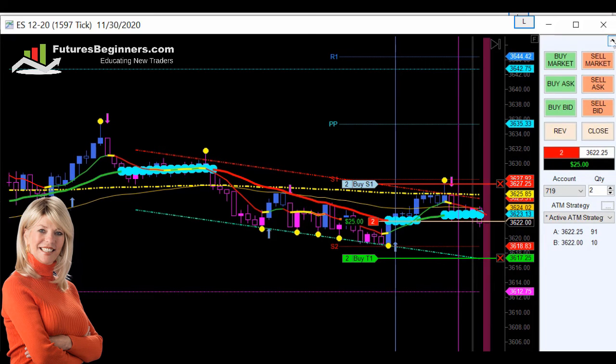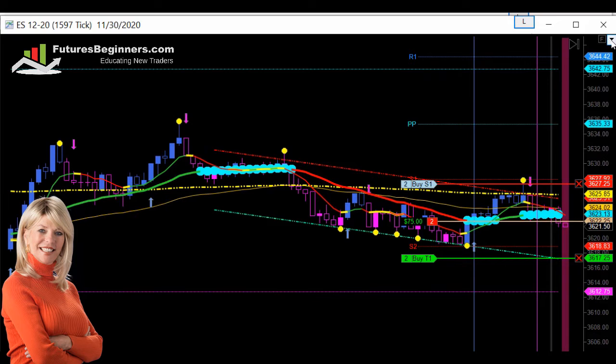In order to carry 1 contract on the ES, you need $500 per contract plus a cushion. So let's say that's $1,500. As soon as we have you 15 ticks or $150, that'll be 10% on your trading account.